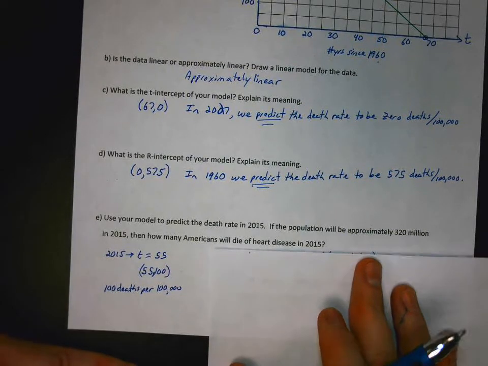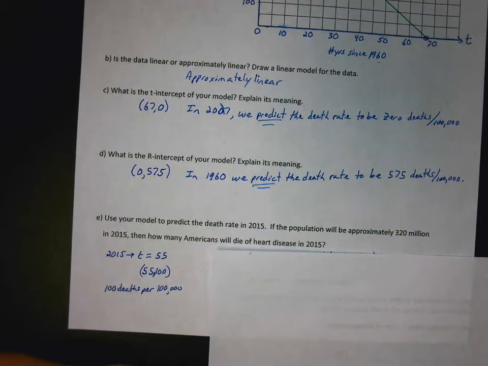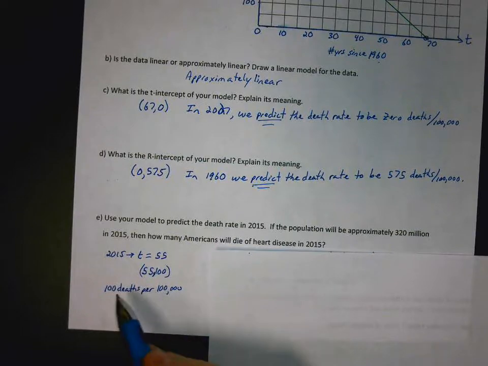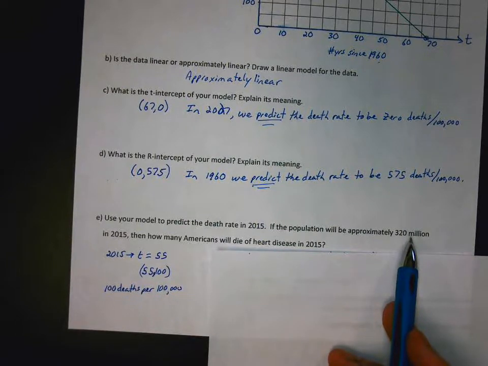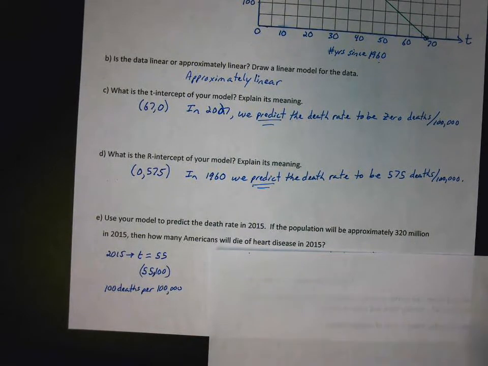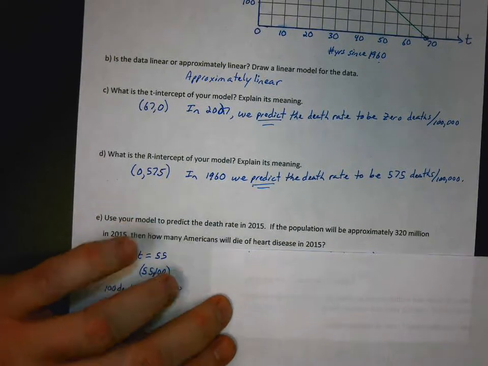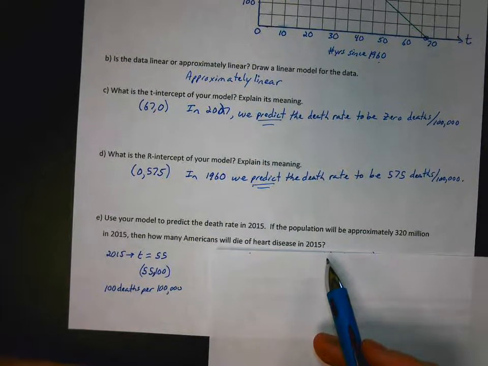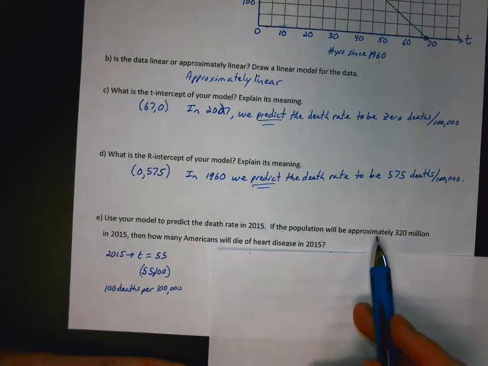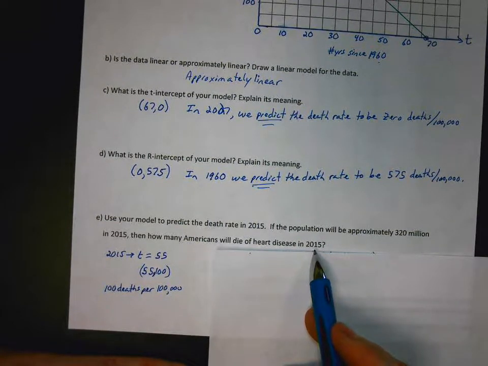Okay, and then it goes on to ask us if the population will be approximately 320 million in 2015, then how many Americans will die of heart disease in 2015? So we know for every 100,000 people, there's going to be 100 deaths. We want to know how many deaths there would be if there were 320 million people. There is more than one way to find the answer to this. Again, I suggest you take a minute and think about it. So pause the video and think about how you would actually find the number of Americans that would die due to heart disease in 2015.